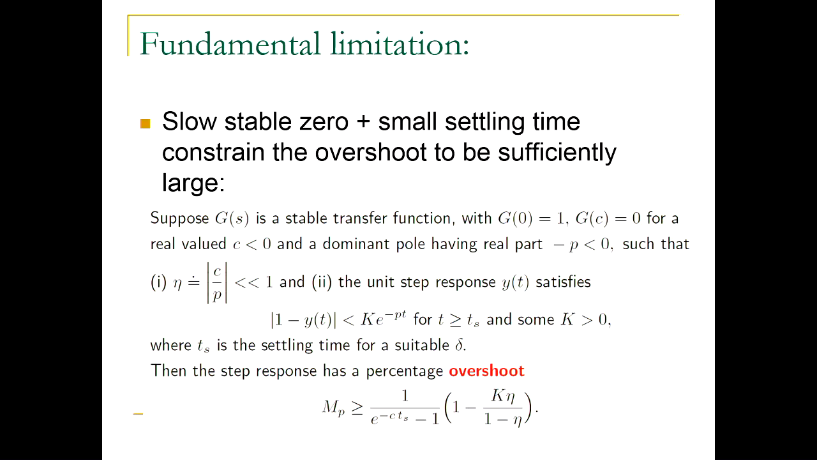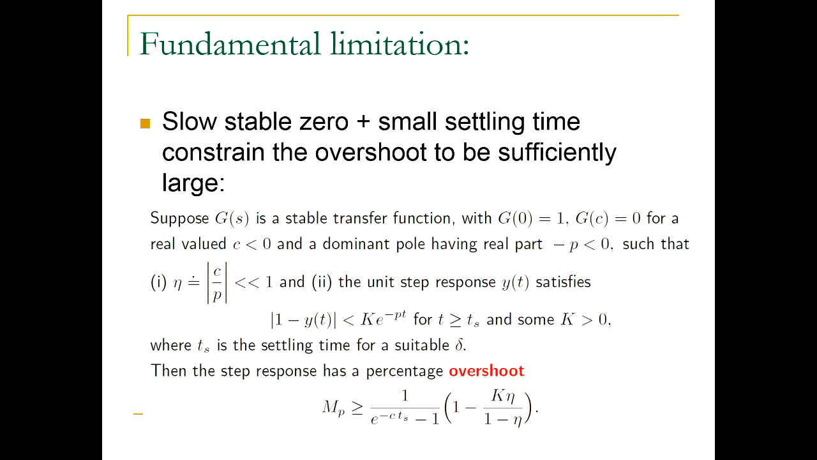Again, this is the error between y, the true response, and the desired response, because y is the unit step response, right? And we assume that something like this holds for all t greater than t_s for some k, where t_s is the settling time for a suitable delta. Then the step response has a percentage overshoot lower bounded by this formula. How to derive this formula? You can follow similar steps as before. It's a bit more involved. I'm not presenting the proof.